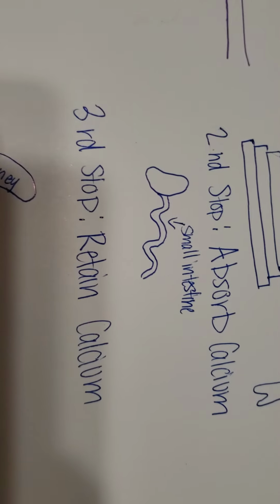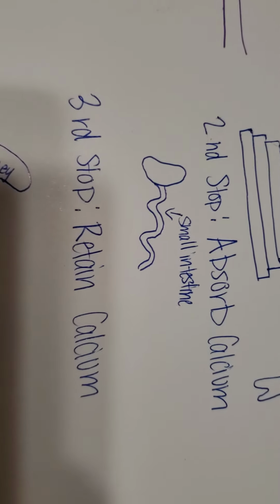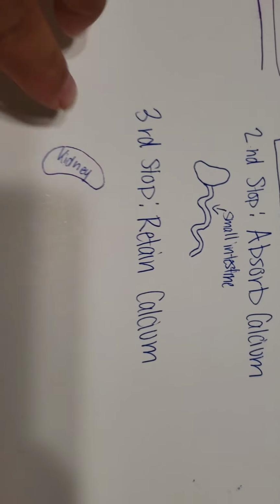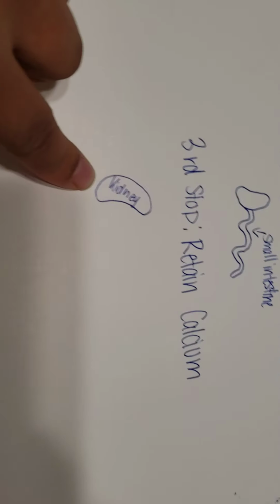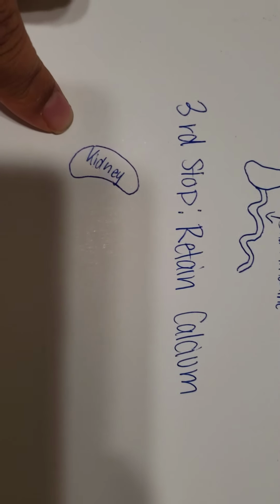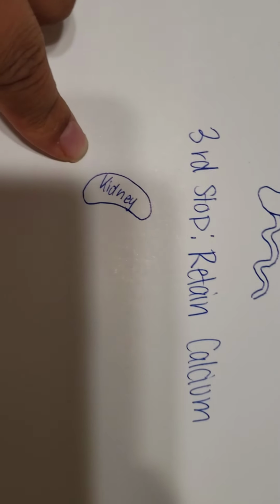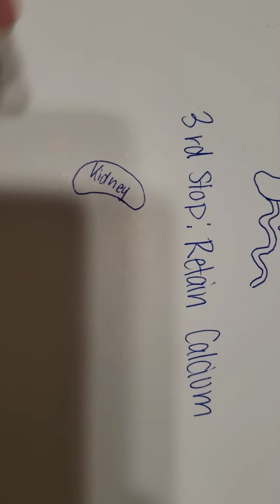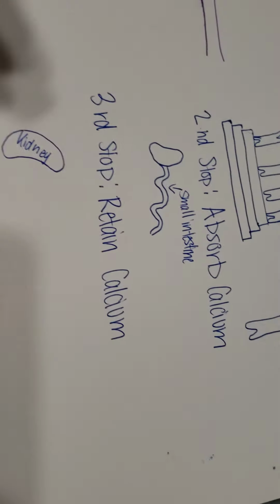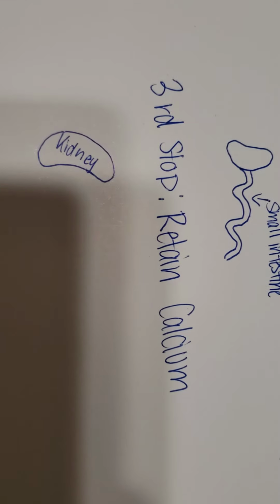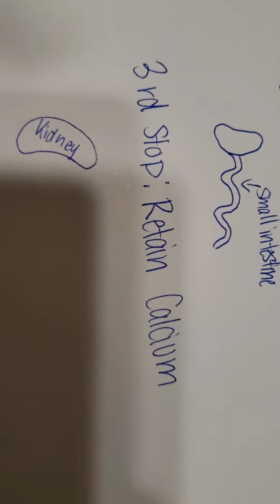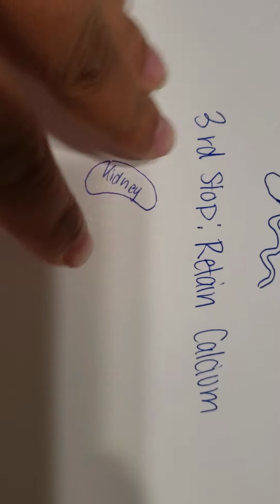After the small intestine absorbs our calcium, the third stop is going to be our kidney, and in the kidney, we filter everything. During its filtration, it still has the message that says, hey, we need to keep this calcium and not get rid of it through urination. So the kidney's job is to retain that calcium so that we can ultimately bring the calcium levels back up.